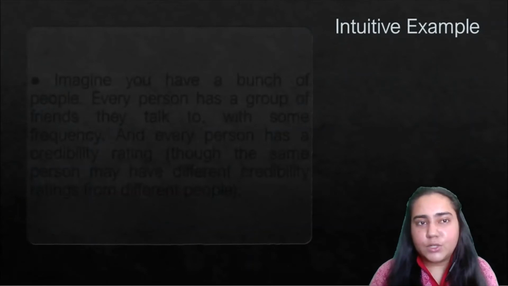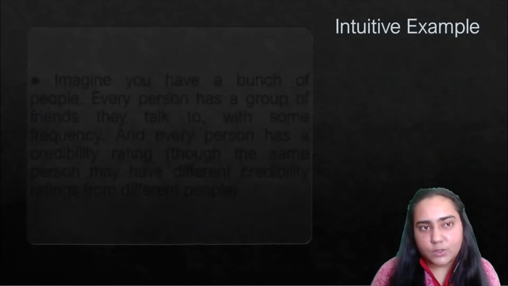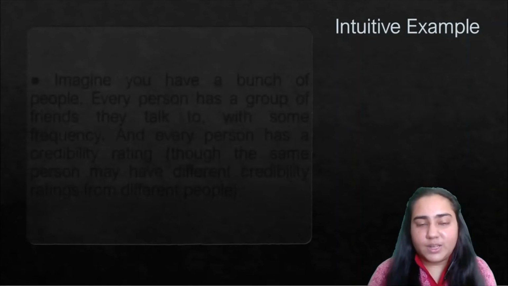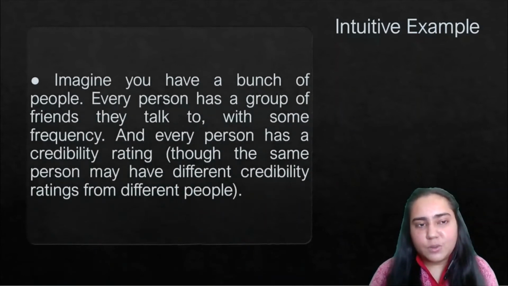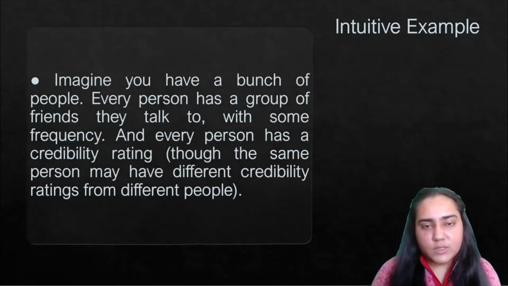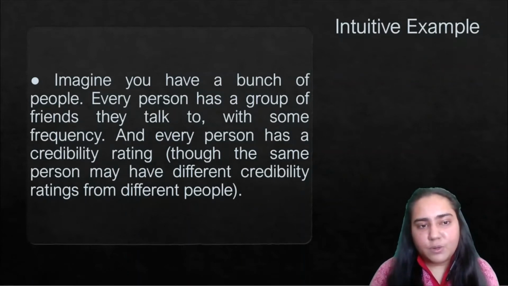Now let's take a look at an intuitive example. This is not mathematical at all, but it's a real life example that can help you to understand all these things about matrices and eigenvectors and eigenvalues, even if you do not have a mathematical background. So imagine you have a bunch of people. Every person has a group of friends they talk to with some frequency, and every person has a credibility rating, though the same person may have different credibility ratings from different people.